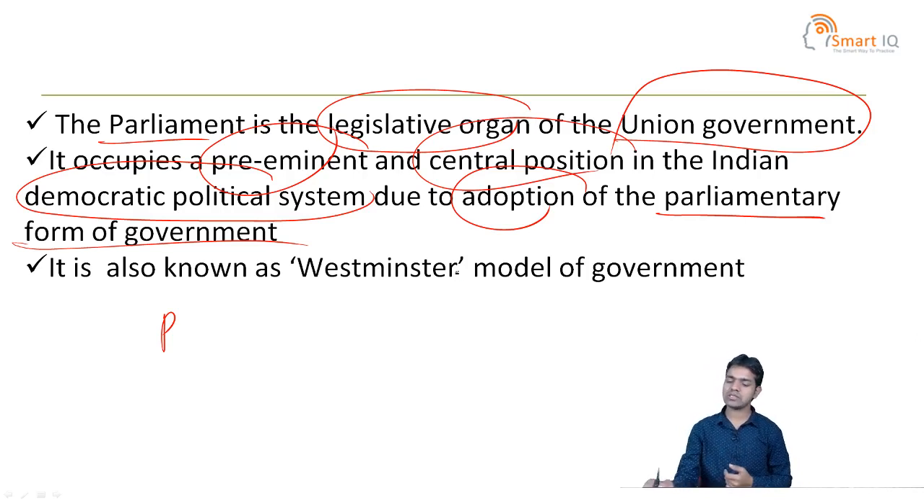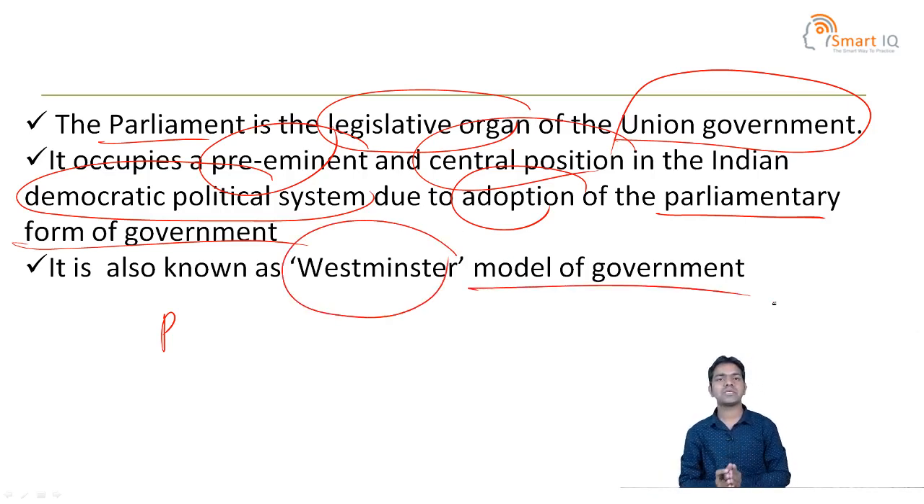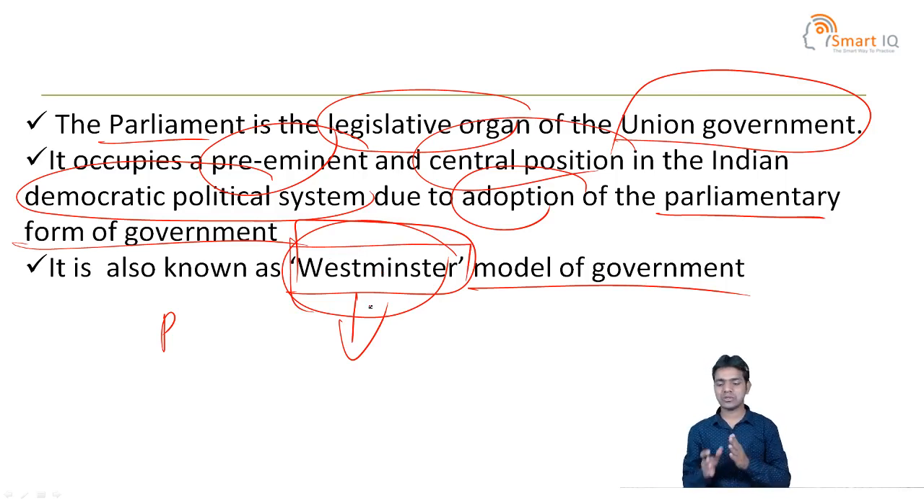It is also known as the Westminster model of government. The parliamentary system of government is also called the Westminster model. What is meant by Westminster? It is a place in London where the British Parliament is located. So it is the Westminster model of government.